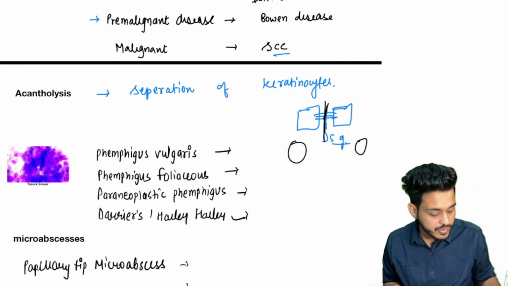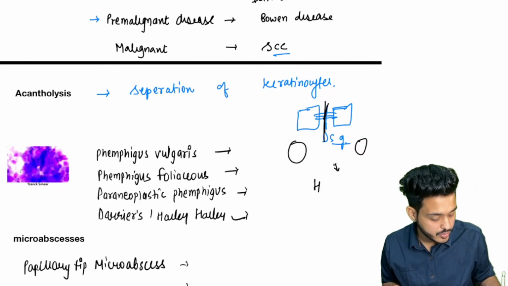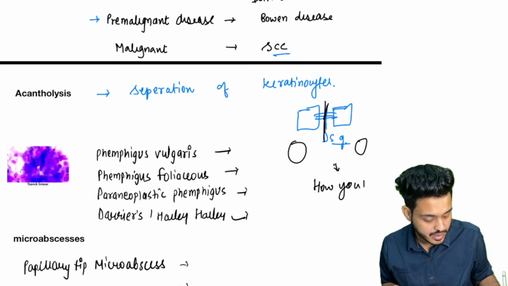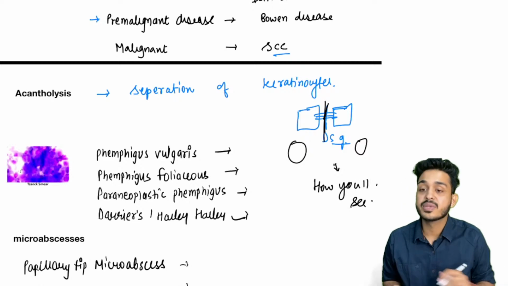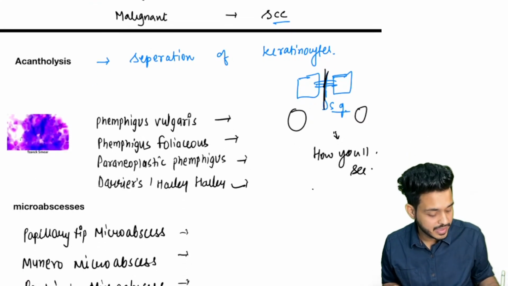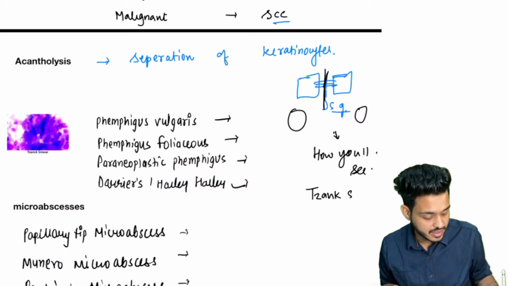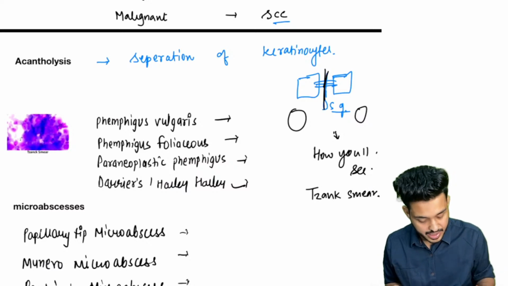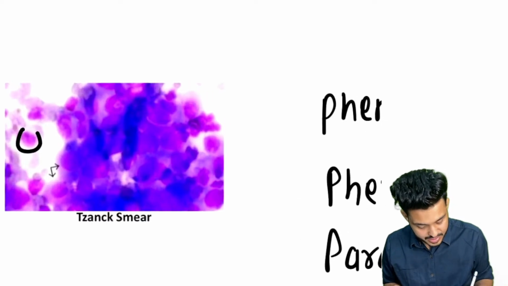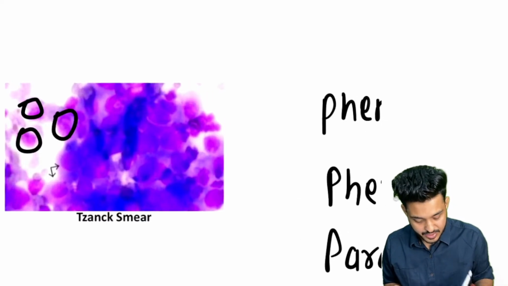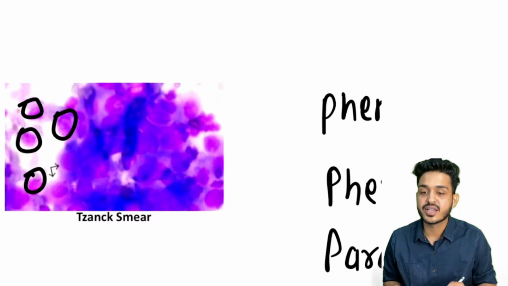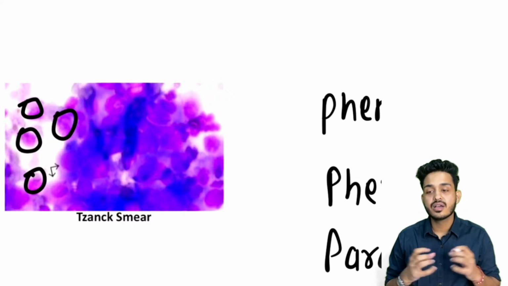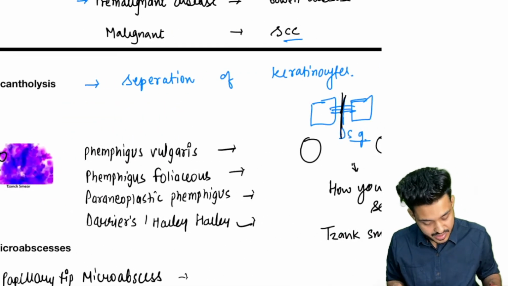How will you visualize these cells? You will see them in the Tzanck smear. क्या बनाना पड़ेगा? You need to make a Tzanck smear. कैसे देखोगे? Tzanck smear में देखोगे. Look here, these are the separated keratinocytes. These cells are separated and these are known as acantholytic cells.